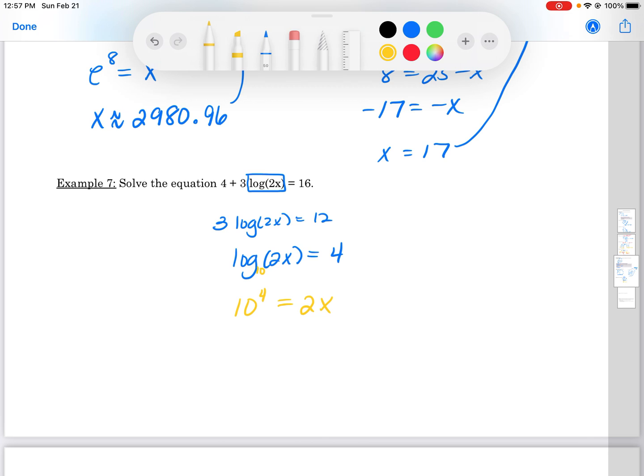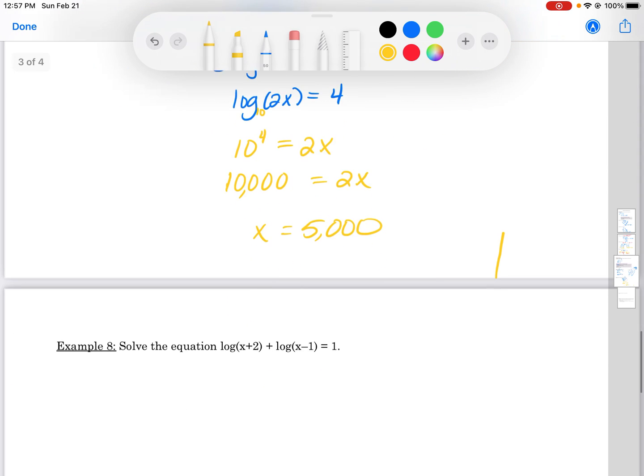10 to the 4th just means 4 zeros. 1, 2, 3, 4. And then we have 2x. So we're just going to divide, and that's going to give us 5,000. Again, just want to double check that won't be a problem. But 2 times 5,000, that's definitely greater than 0. So I can take the log of it.